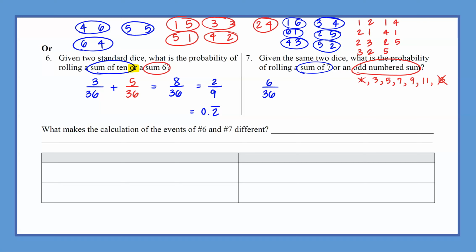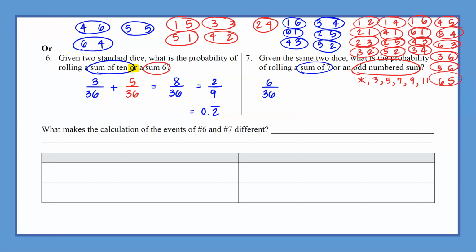2, 5, 5, 2, 1, 6, 6, 1, 4, 3, 3, 4, sum of 9, 4, 5, 5, 4, 6, 3, 3, 6, and sum of 11, 5, 6, and lastly, 6, 5. So I have 18 out of 36 is an odd numbered sum.